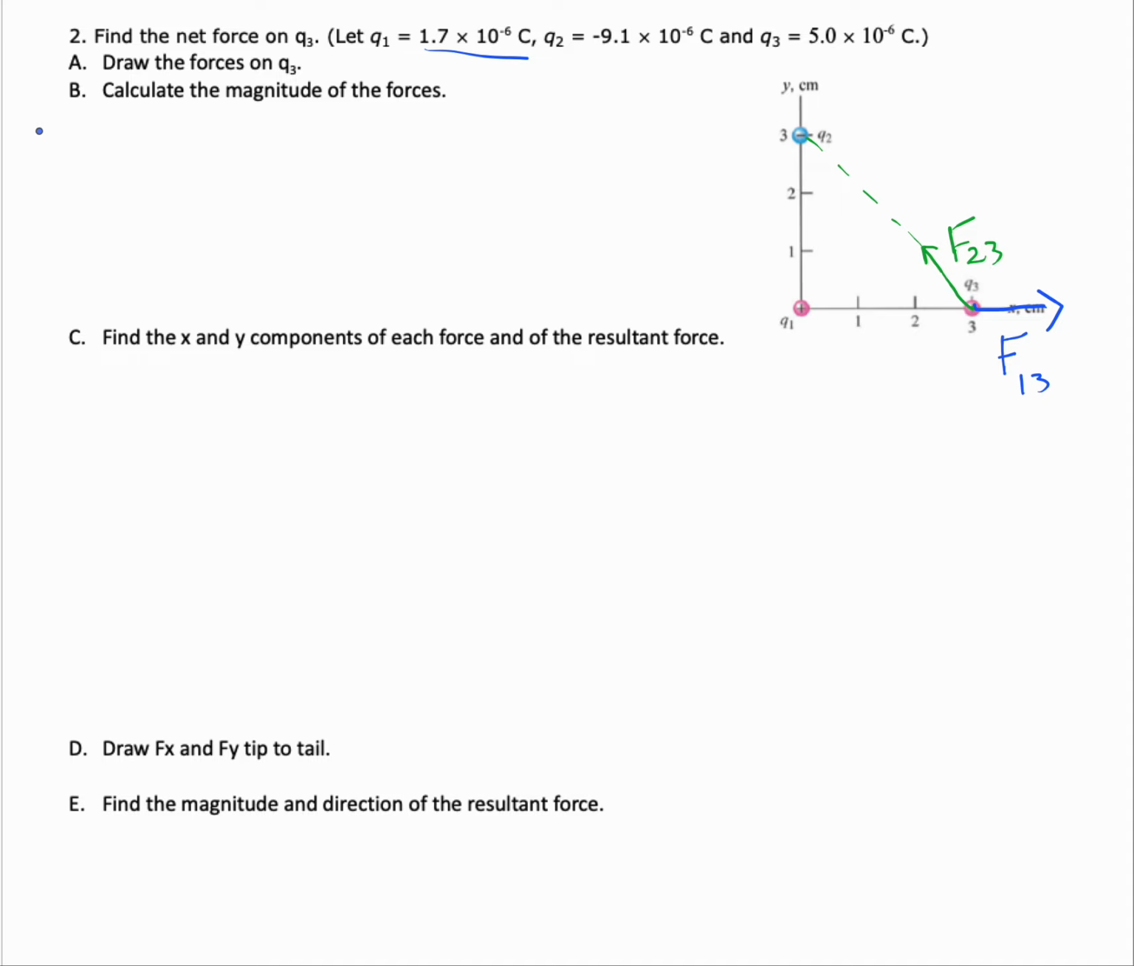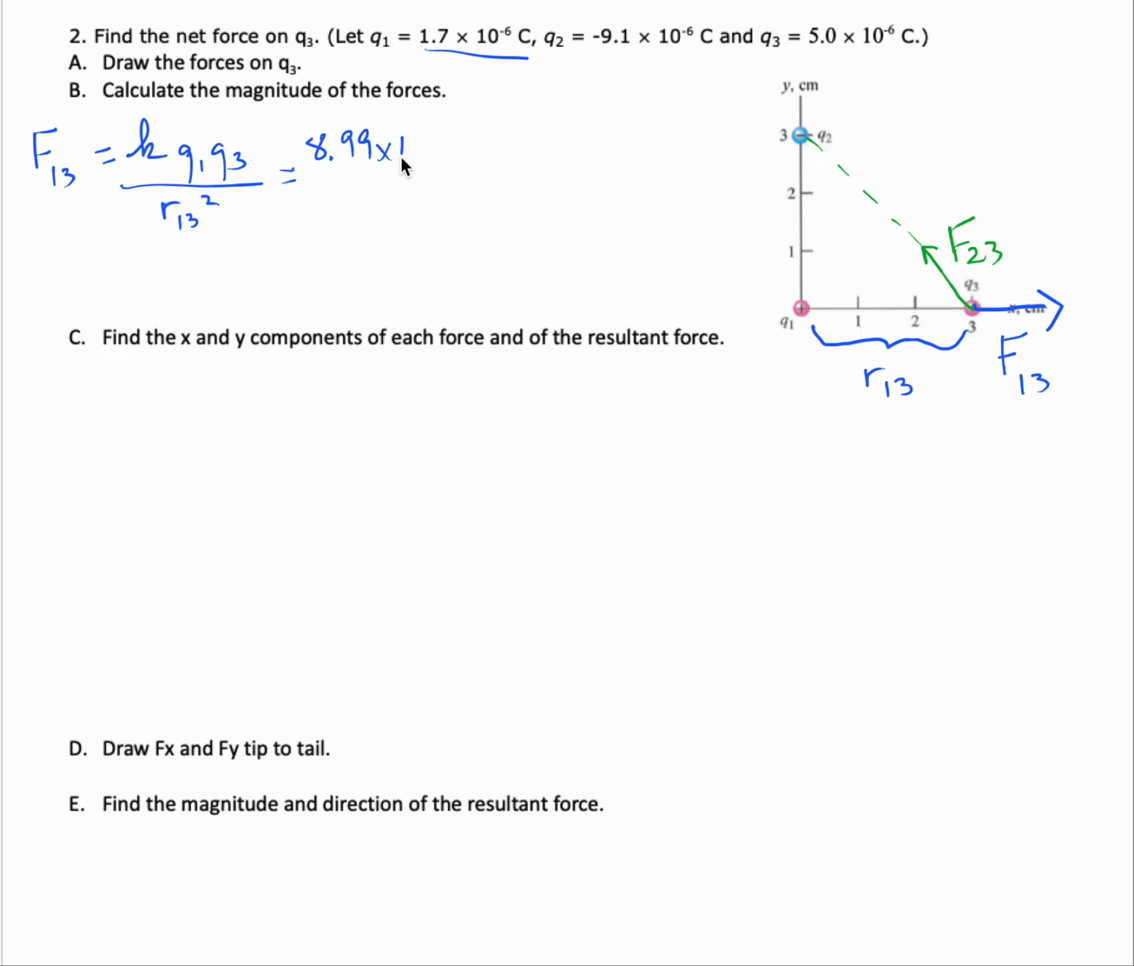That's the first part. Now we want to find the magnitude of each force. For that, we're going to use Coulomb's law. So to find F13, we're going to plug in Coulomb's constant, Q1, Q3, and R squared, where R is the distance between the two charges. Instead of calling it R, we'll call it R13, just so that we don't get it mixed up with the other distance for the other force. So that means it's R13 squared. All right. And now we can plug in the values.